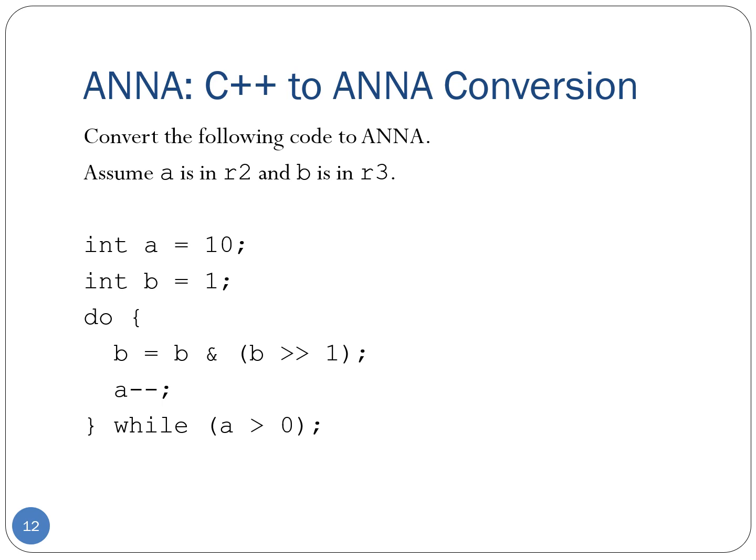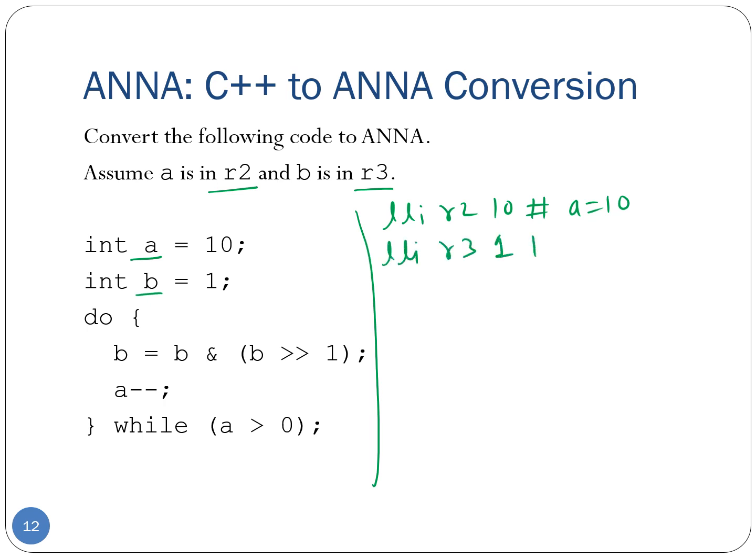All right, now here is a question about translating the given C++ code into ANA assembly language. There are two variables here, A and B. We can assume that A is in register R2 and B is in register R3. With that assumption, let's begin the translation. The first statement is integer A is equal to 10, so simply LLI R2 10. This is equivalent to saying A is equal to 10. Similarly, to do B is equal to 1, we'll simply say LLI R3 1. This is equivalent to saying B is equal to 1 because B is in R3.